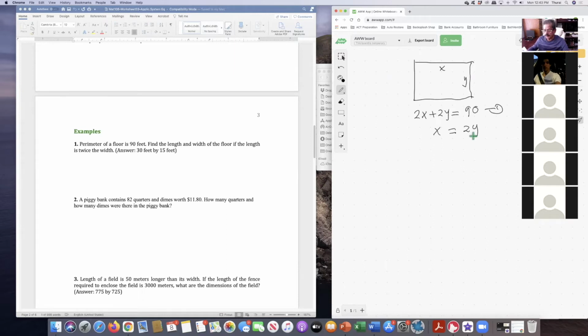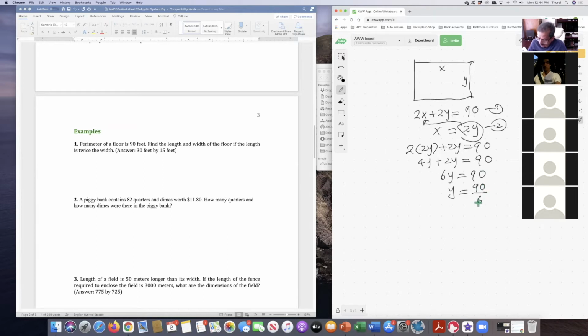Some students try to use both pieces of information in one equation. Don't do that. So this is my second equation. Now I'm going to solve them. In this case, the substitution method is easier because the second equation is solved for x already. It says x equal to 2y. So I can substitute the 2y in for the x, and that'll give me 2 times 2y plus 2y equal to 90. And this is 4y plus 2y equal to 90. So 6y equal to 90.